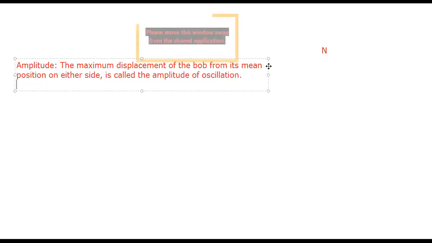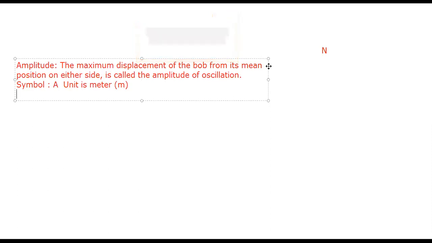The symbol to represent it is capital A, and the unit is meters. Okay, so this is the amplitude. What is amplitude? It is nothing but the maximum displacement of the bob from its mean position on either side is called the amplitude.